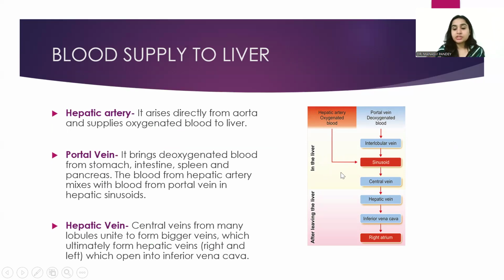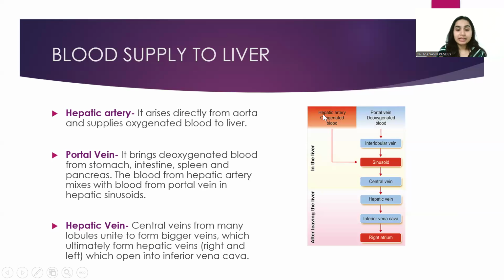This is what is there in the liver and this is what is there after leaving the liver. So the hepatic artery carries the oxygenated blood, portal vein carries the deoxygenated blood, and these two together meet in the sinusoid. Let's look in detail. It arises directly from aorta and supplies oxygenated blood to the liver, and the portal vein brings the deoxygenated blood from stomach, intestines, spleen, and pancreas.